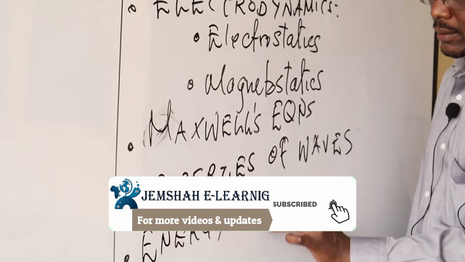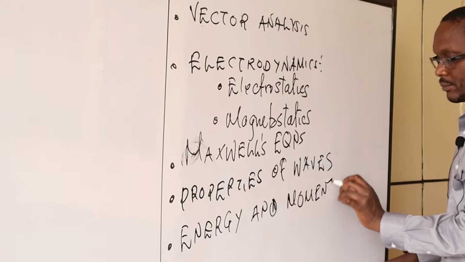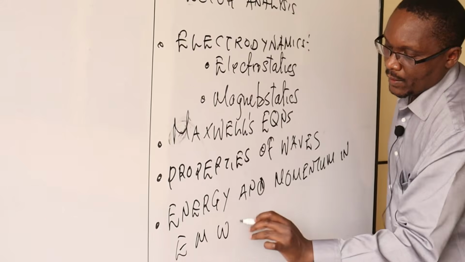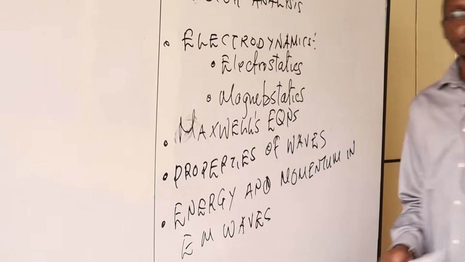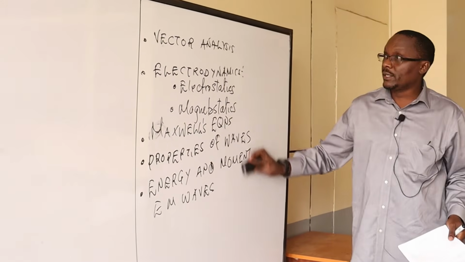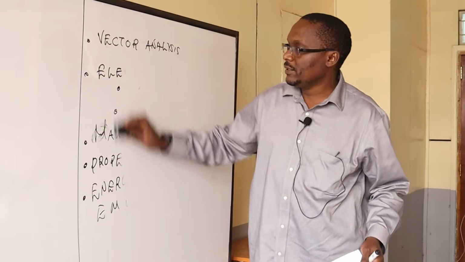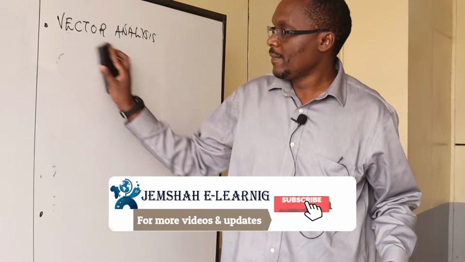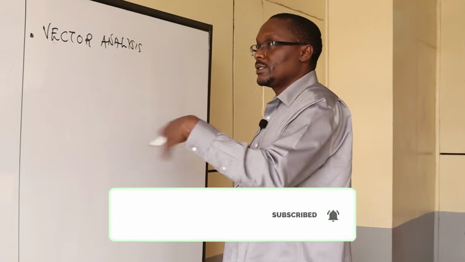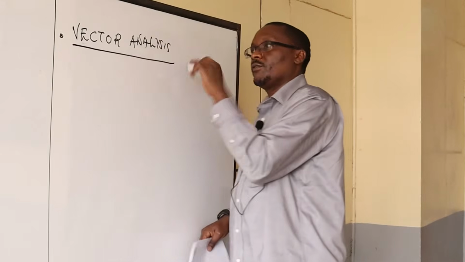And finally, our last topic in electromagnetic field theory is energy and momentum in electromagnetic waves. Now, without wasting a lot of time, we can go exactly to the first unit that we are supposed to cover, which is vector analysis. Vector analysis is very important in electromagnetic field theory because all the rest of the units will involve forces. So as we know, a vector already is a force in its own.